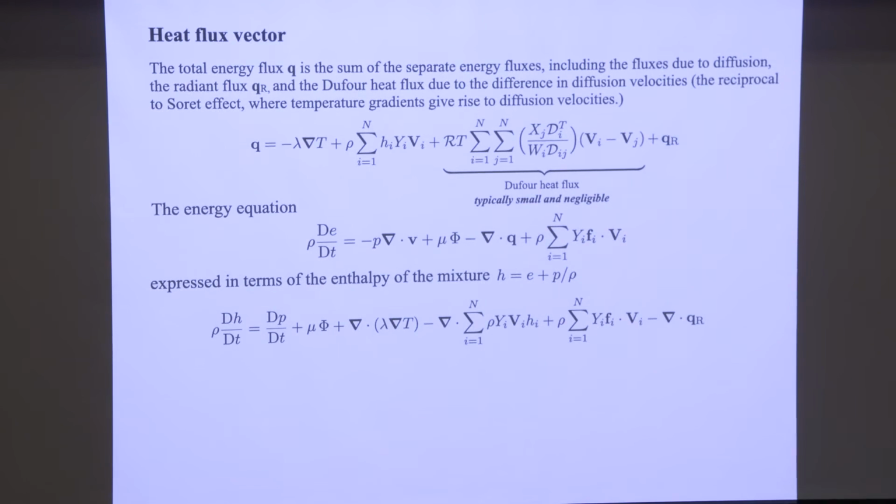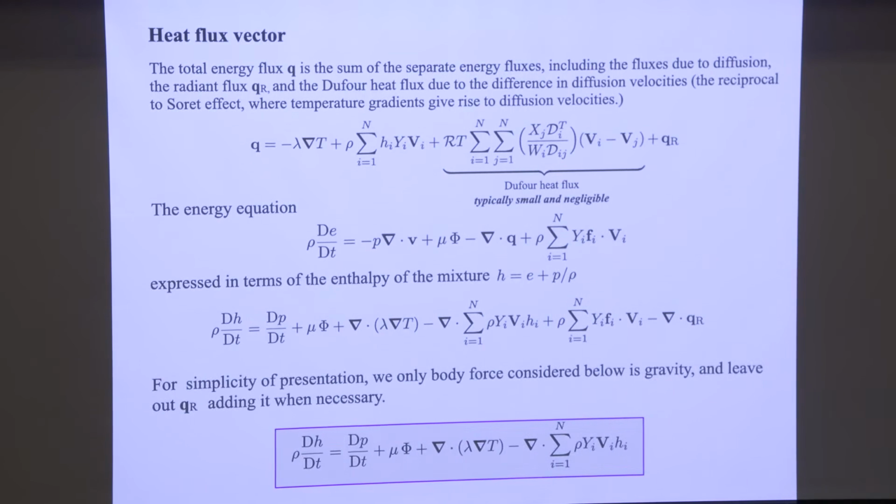So the next thing is, for simplicity of presentation, I will only keep the body force gravity, so this term is gone. Because if there is g here for all the species, the sum of yi vi is equal to 0, and so that term is gone. The gravity term never appears in the energy equation, it always appears in the momentum equation.